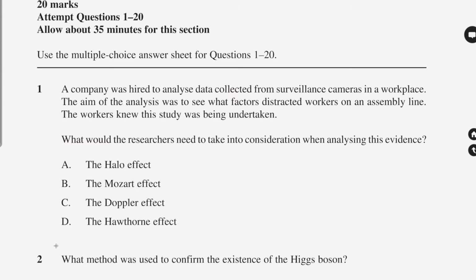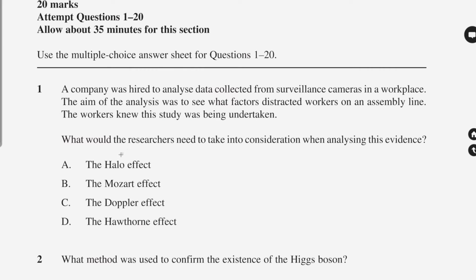And so when we have a look at it, a company is hired to analyse data collected from surveillance cameras in a workplace. The aim of the analysis was to see what factors distracted workers on an assembly line. The workers knew this study was being undertaken. Now that is the important part. They knew what was going on. Now, of course, that is a direct aspect out of the syllabus. And what would researchers need to take into effect when analysing this evidence?